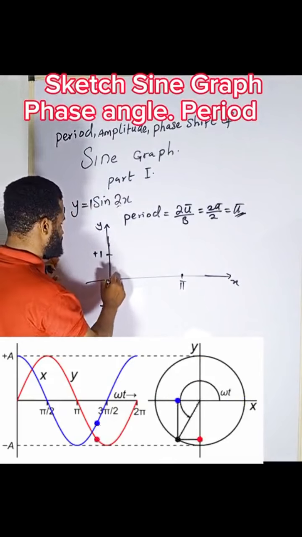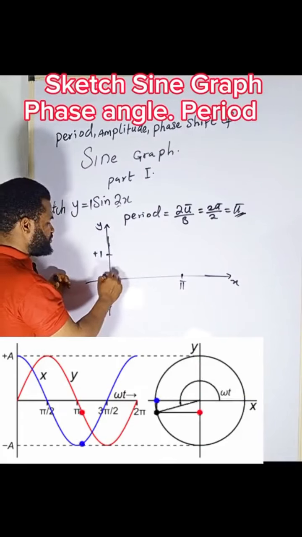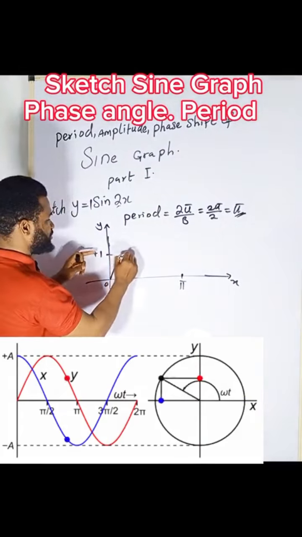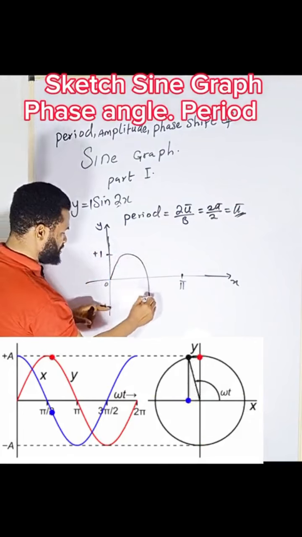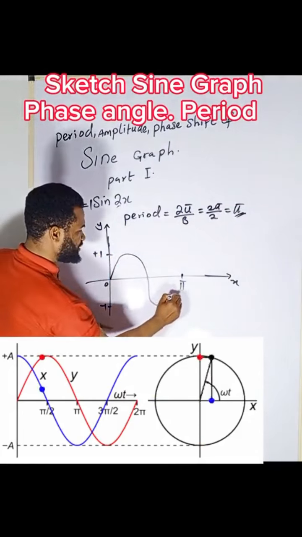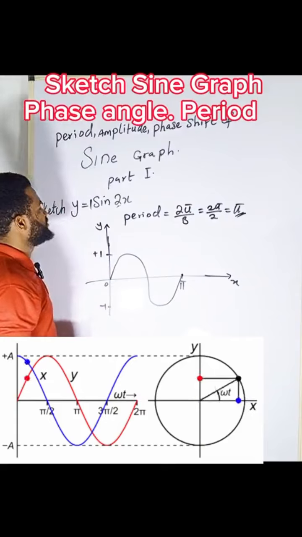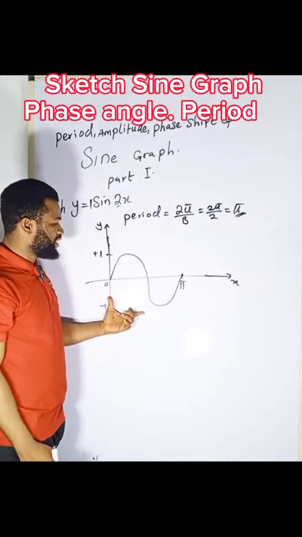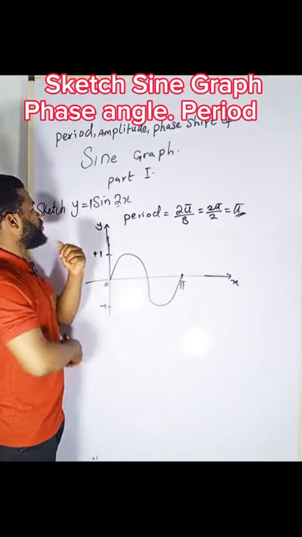The next thing is to put in our graph. So the graph is going to start here, reach the amplitude, turn back, reach the negative axis, and stop at this point. So this is the graph of y equal to sine 2x.